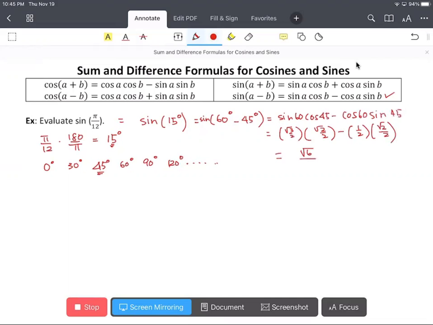You multiply this out. Then you have radical 6 over 4 minus radical 2 over 4. You can stop there, or you can combine it like this. So we found our sine pi over 12 by using the difference formula for sine.